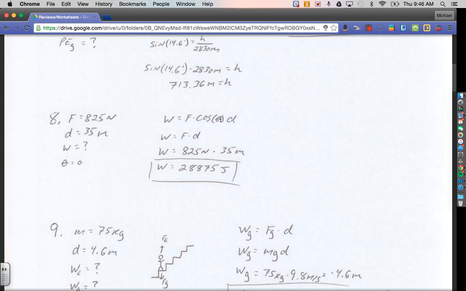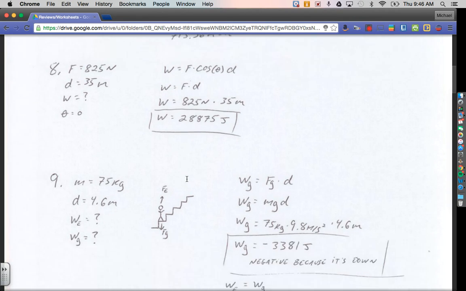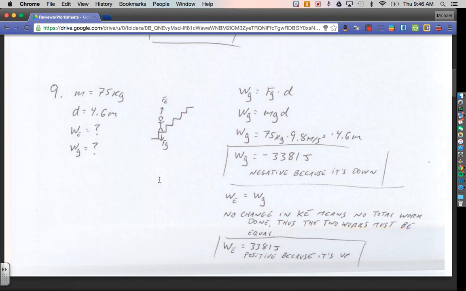So when there's no angle, we can just ignore it entirely and turn our equation into work equals force times distance. The force was given at 825 newtons, the distance was 35 meters, and that gives us an amount of work done of 28,875 joules. Number 9. A 75 kilogram man is riding an escalator in the shopping mall.